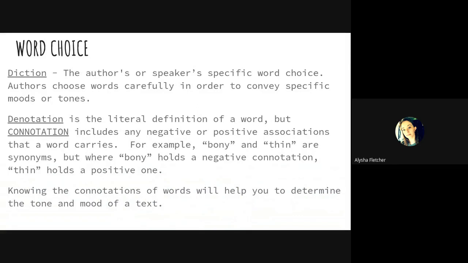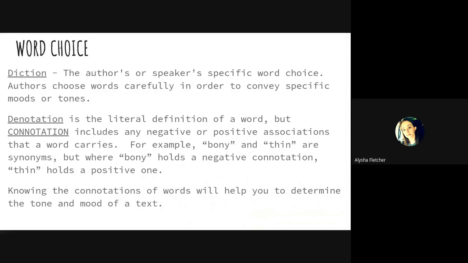Denotation is the literal definition of a word, but connotation includes any negative or positive associations that a word carries. For example, bony and thin are synonyms. They have the same denotation. But where bony holds a negative connotation, thin holds a positive one. So you don't necessarily use these words interchangeably, even though they're synonyms. Knowing the connotations of words will help you to determine the tone and mood of a text.